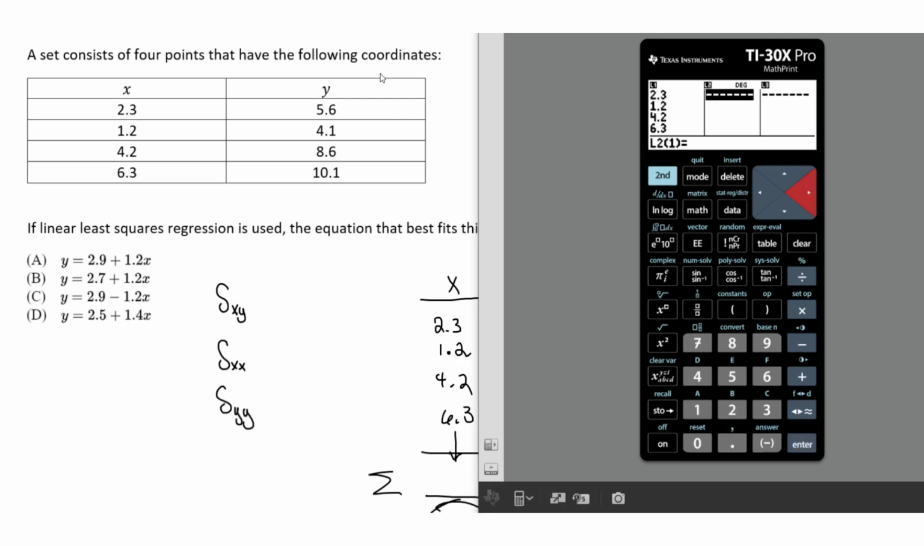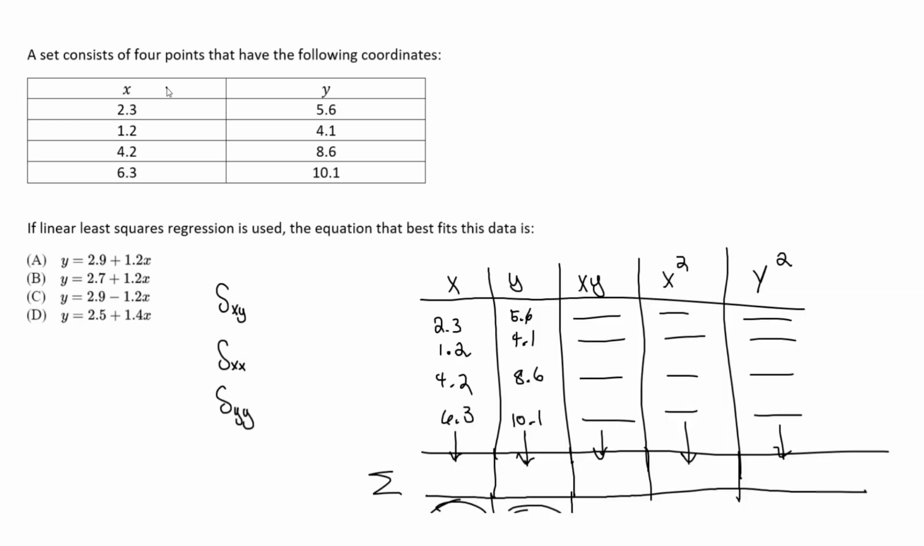Next column is the L2. I'm going to plug in my Y values. So 5.6, enter. 4.1, enter. 8.6, or you can just go down. Then 10.1, enter. And I believe we plugged in all of our values in the L1 and L2 columns. L1 is for X, L2 is for Y.